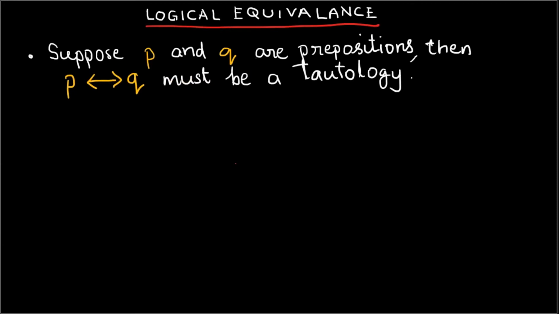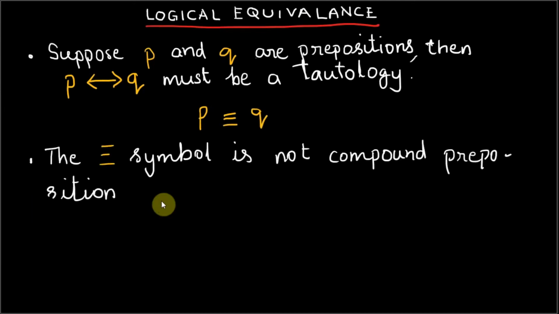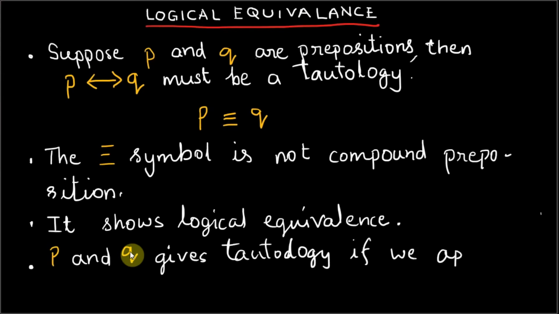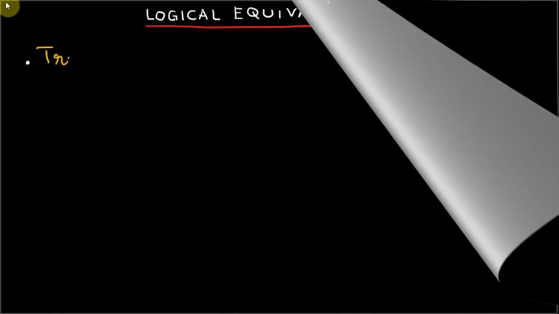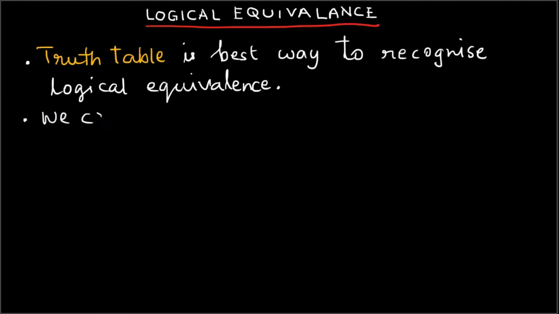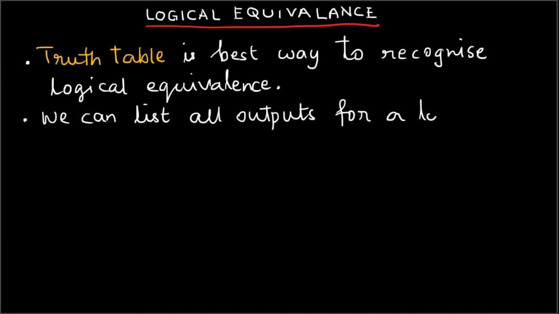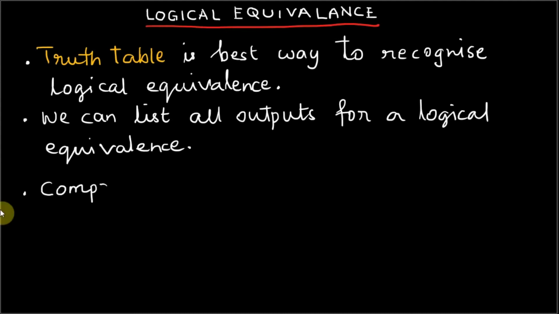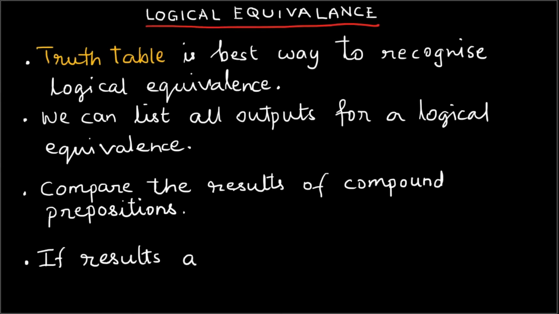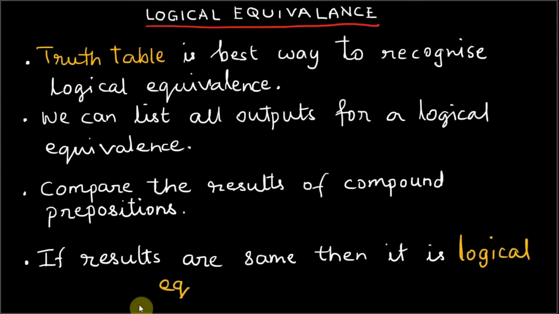A logical equivalence is denoted as P equivalent to Q. The symbol is not a compound statement but shows logical equivalence, meaning both P and Q give a tautology if we apply the biconditional rule to them. Truth table is the best way to recognize logical equivalence because we can list all the outputs for a compound proposition. Then compare the results of the compound propositions. If the results are the same, then it is called logical equivalence.